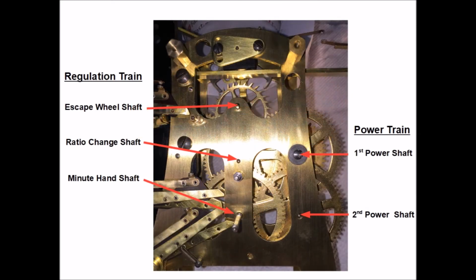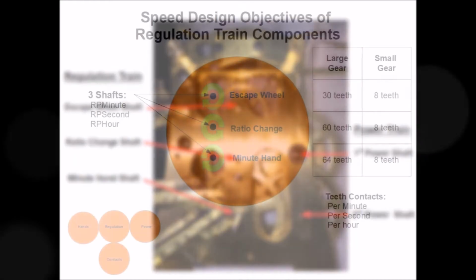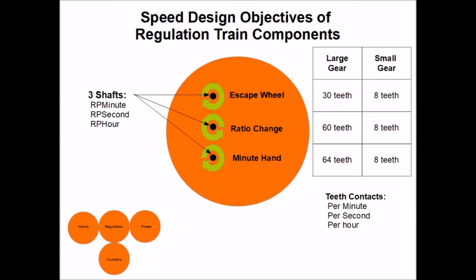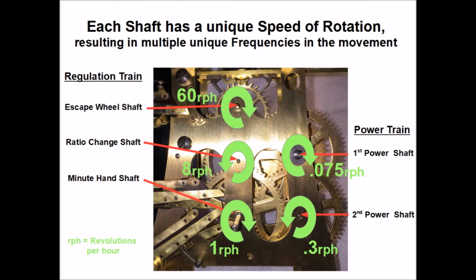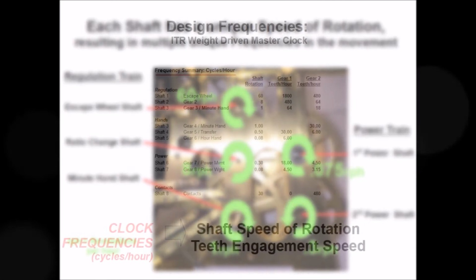Looking at the front of a movement, you can see the regulation train pinions down the center, and the power train pinions off to the right. Each shaft is designed to spin at a unique speed, and each has a large gear and a small gear with a specific number of teeth on each gear. In our ITR master clock, we see the shafts having a range of speed between 60 revolutions per hour down to 0.075. It's a huge range of frequencies, with the fastest being 1,000 times faster than the slowest.